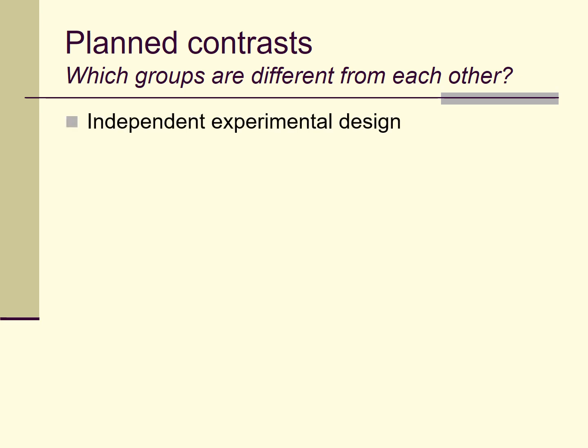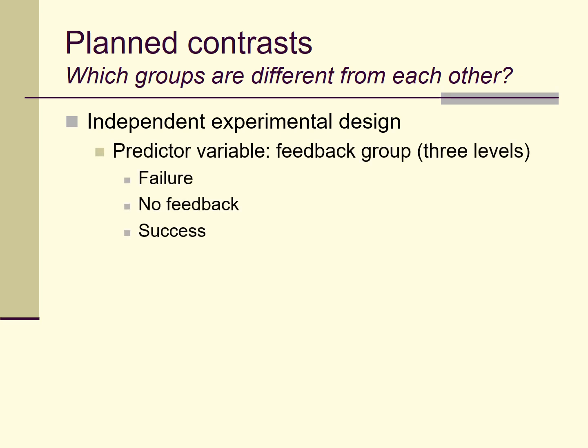Let's imagine, to answer this question, you conducted a study that had an independent experimental design, meaning students in this case were randomly assigned to different groups that correspond to levels of a predictor variable. These are going to be different levels of feedback, or different types of feedback. So we have 3 groups or 3 levels. In one group, students are given feedback when they failed a particular task that they're working on. They're told, you got that wrong, or you're really doing poorly on this task.